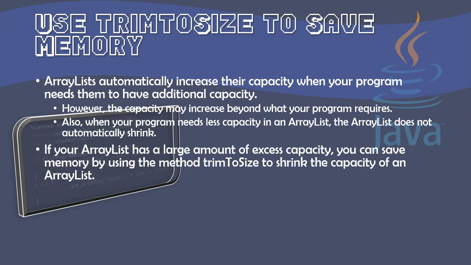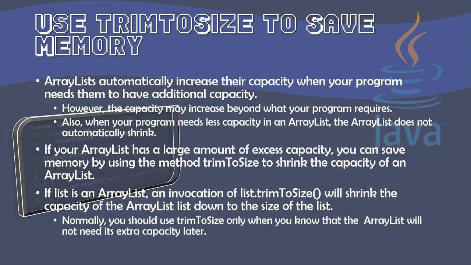Now, if your array list has a large amount of excess capacity, and I'm not talking about the example I gave, like 20 to 15, but something much larger, let's say 1,000 to, let's say, 650. You're looking at larger numbers here. Well, we can, of course, save on memory by using the method trimToSize to shrink the capacity in an array list. So we can bring that size way down to something that's going to be much more efficient.